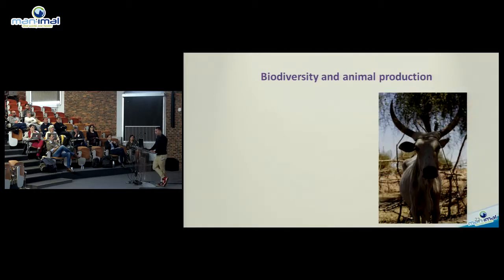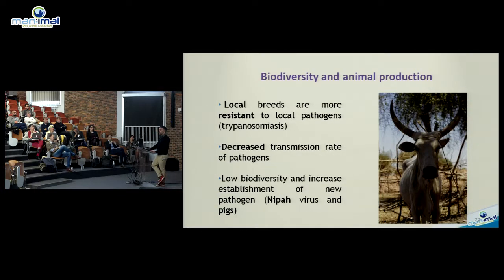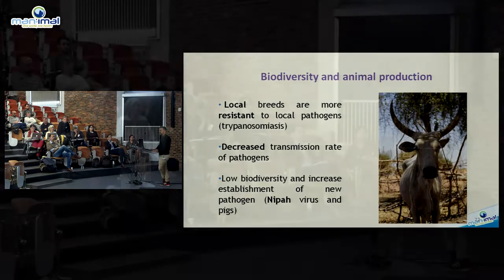But then it's not all, because in animal production, we all know that biodiversity can be really useful in terms of protection from local pathogens. Local breeds usually are known to have a genetic biodiversity background, let's say, that protects them against the local transmission and the expression of symptoms from local pathogens.